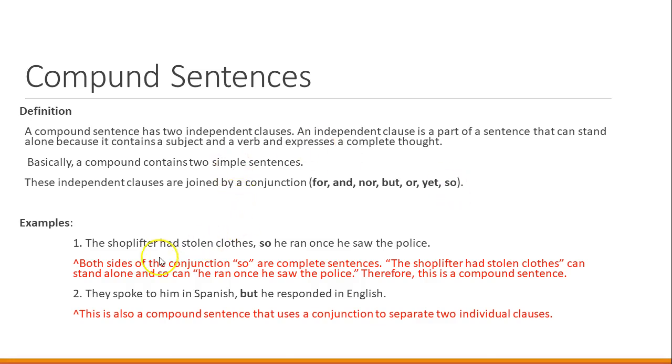Examples: the shoplifter had stolen clothes. This is a simple sentence, an independent clause. He ran once he saw the police, an independent clause, simple sentence, joined by a conjunction, so. Right? So, in this case, we have a compound sentence because we have two independent clauses or two simple sentences joined by a conjunction.